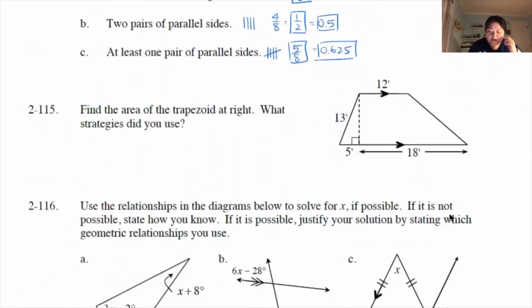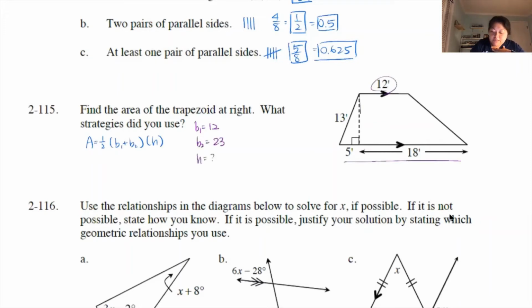Moving on, find the area of the trapezoid at the right. What strategies did you use? I'm going to go ahead and go with the formula we have. So the formula says area is 1/2 times base 1 plus base 2 times height. Okay, so let's see what I have in terms of information. In this picture, I have base 1, this parallel side, so that's 12, beautiful. Base 2 is this bottom side, so that's 18 plus 5, that's 23. Awesome.